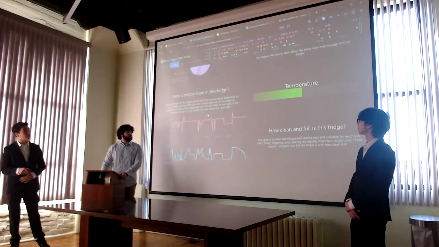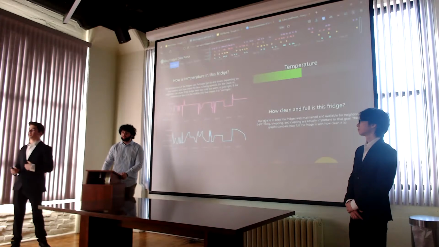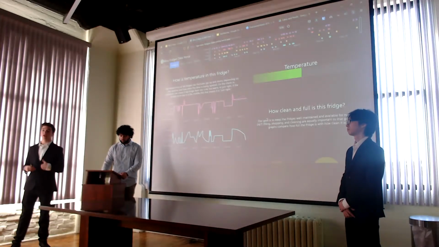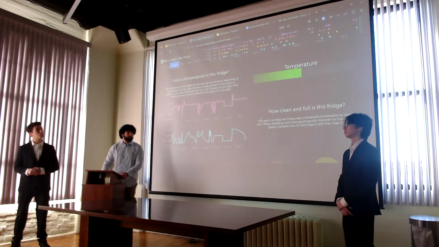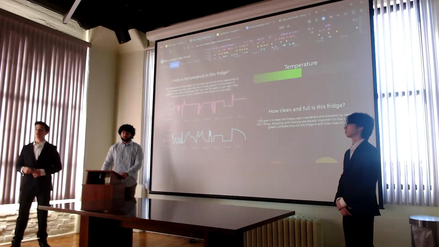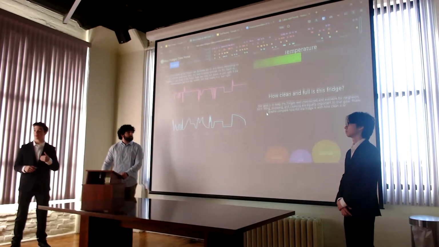And below that, we have a temperature gauge over here. This temperature gauge will show green when the temperature is reported as just right and a good temperature. And if you get too many readings that say it's too warm, the gauge will actually turn red and notify whoever's seeing the website that the fridge needs some attention. And if it's too cold, it'll turn blue.